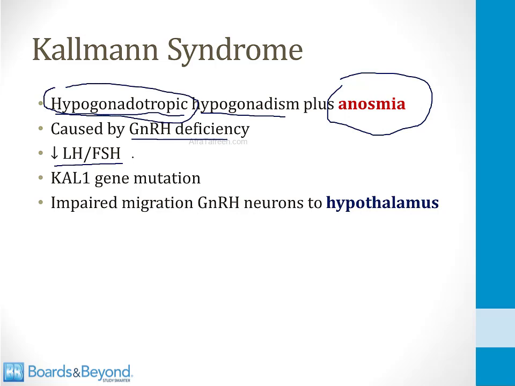This syndrome is caused by a mutation in a gene called CAL1. That's not really important for you to remember, but what you do want to remember is that this is a problem with the hypothalamus. It's believed to be caused by impaired migration of GnRH neurons to the hypothalamus. As a result, there are low levels of GnRH, and that leads to low levels of LH and FSH.